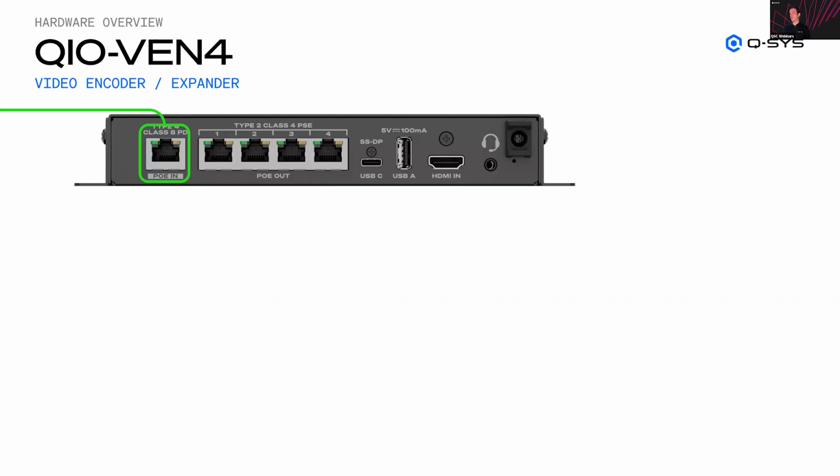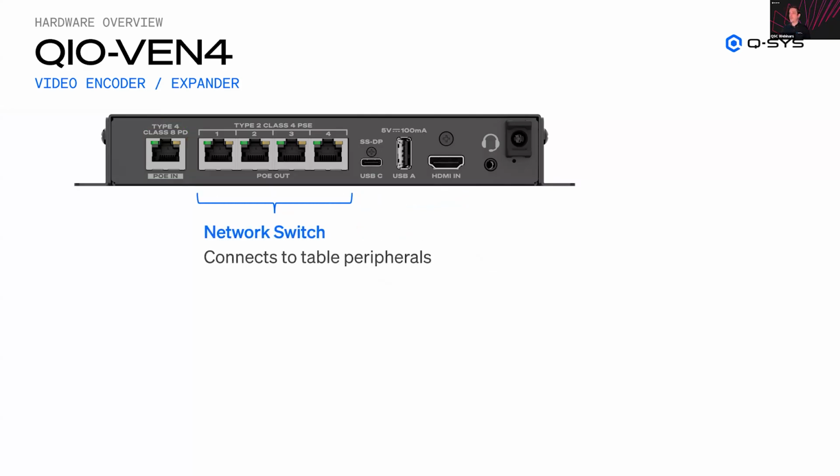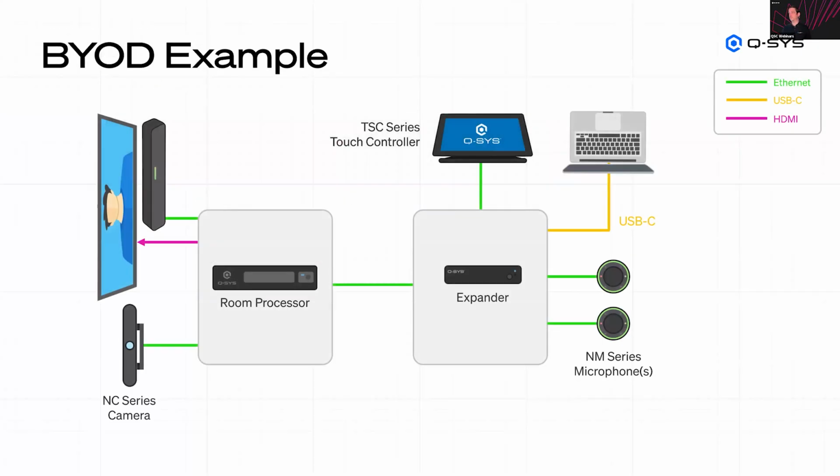You can then use that as your remote media input, either sending directly to a display or sending to the content input of a UC compute. Both USB-C and HDMI. So obviously they're video inputs, but the USB is also the AV bridge connection. And then these network ports can connect to peripherals at the table. Generally, those are going to be microphones and possibly a touch panel.